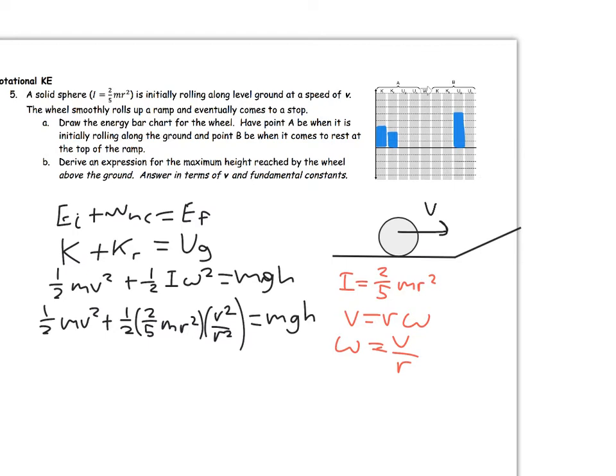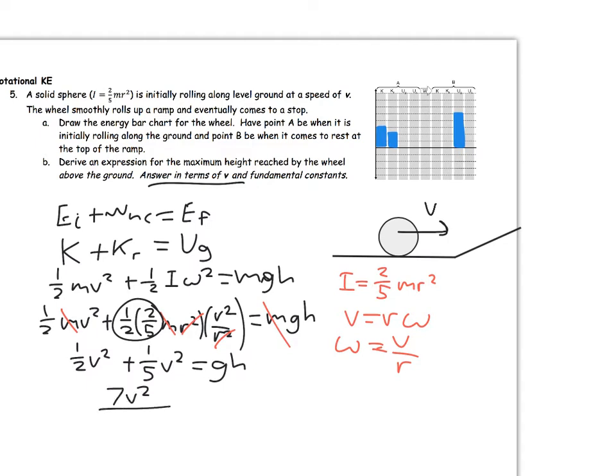And the reason we need to do this is we need to answer in terms of v and fundamental constants. While there's nothing wrong with omega by itself, we don't know what the angular speed is, so we're going to get rid of it. So the masses there cancel out. This r squared and that r squared also cancel out. What we're left with here on this left side is 1/2 v squared plus 1/2 times 2/5 becomes 1/5 v squared is equal to gh. And so we end up combining those, and it becomes 7v squared over 10, and we divide by g, so 7v squared over 10g is equal to our height.